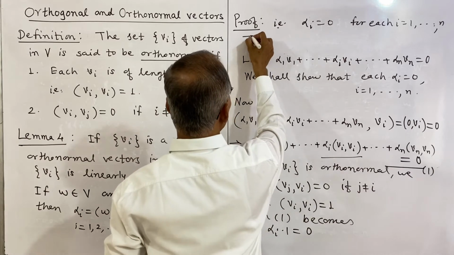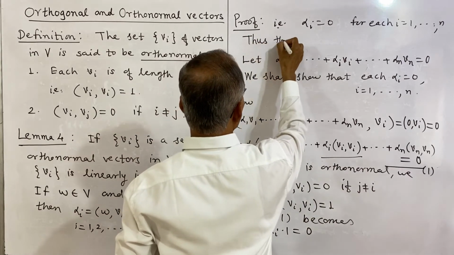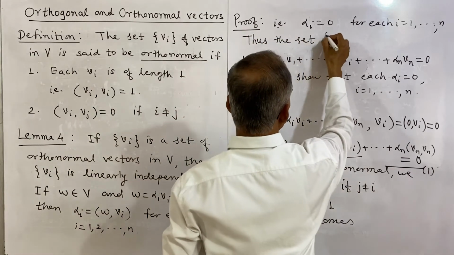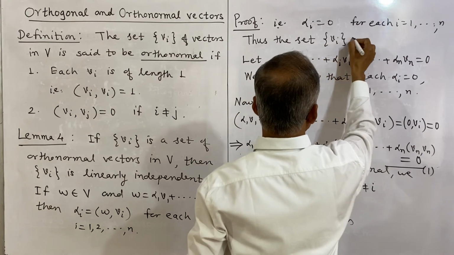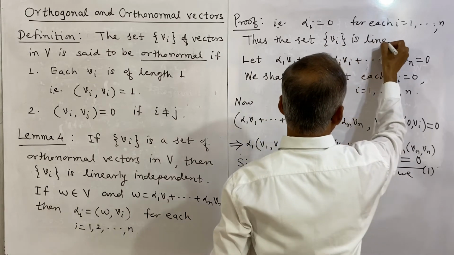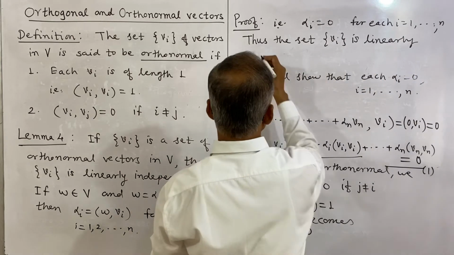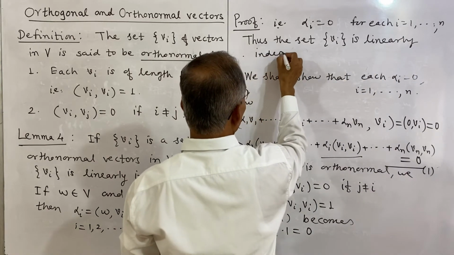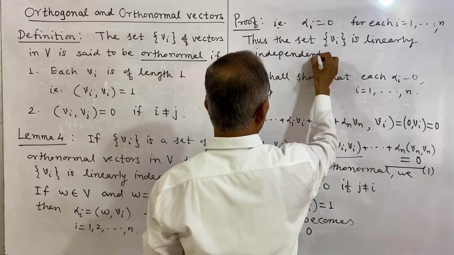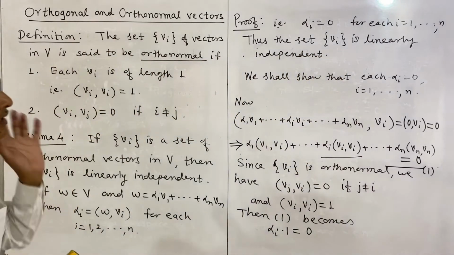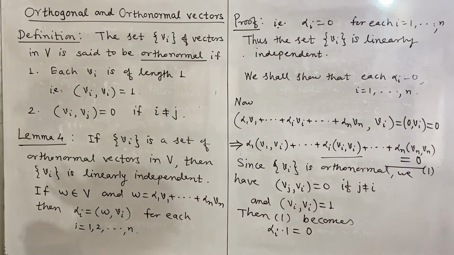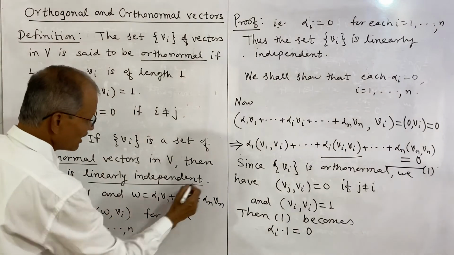Hence, or thus, the set vi is linearly independent. And thus if the set is orthonormal, then it is linearly independent. That is the relation that we have to remember. If these are orthonormal, then they become linearly independent.